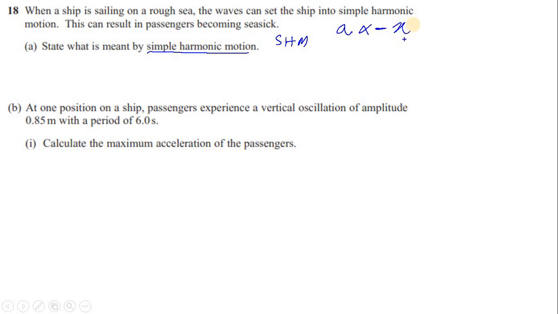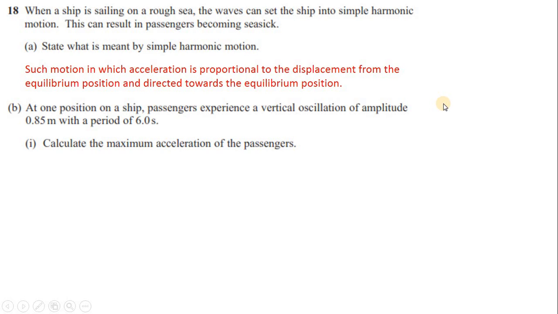So this is the mathematical form of simple harmonic motion. You can use acceleration, or you can say the force acting on the particle is directly proportional to the displacement from the equilibrium position and always acts towards the equilibrium position. You can use either of these two definitions. At one position on a ship, passengers experience vertical oscillation of amplitude 0.85 meter with a period of 6 seconds. Calculate the maximum acceleration of the passenger.